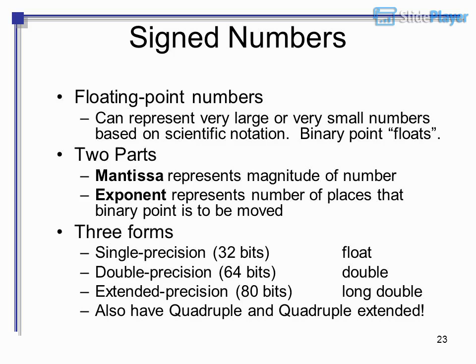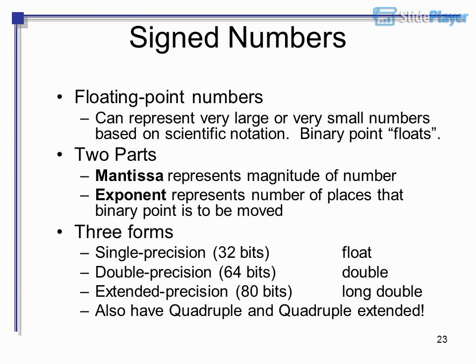Floating point numbers can represent very large or very small numbers, based on scientific notation. They are binary point floats with 2 parts. The mantissa represents the magnitude of the number. The exponent represents the number of places that the binary point is to be moved.